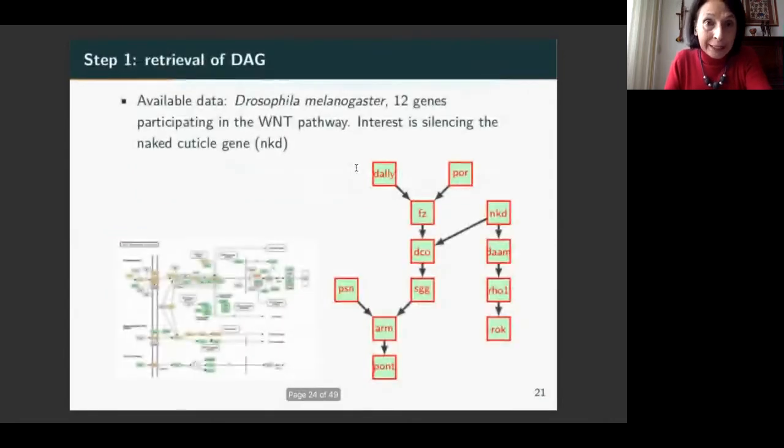I'll try to make myself clearer with a little example on Drosophila melanogaster. Here we have 12 genes measured, all belonging to the WNT pathway. And the interest is in silencing one of them, the naked cuticle gene. Now, the genes are colored red in the biological pathway on the left-hand side, and on the right-hand side, you see the DAG, which was extracted by pathway conversion through graphite.